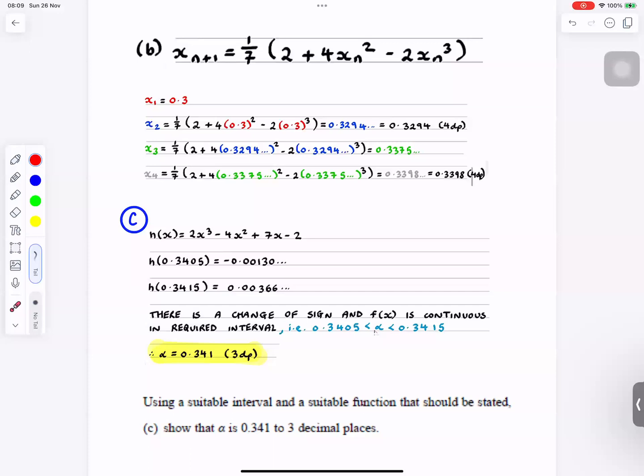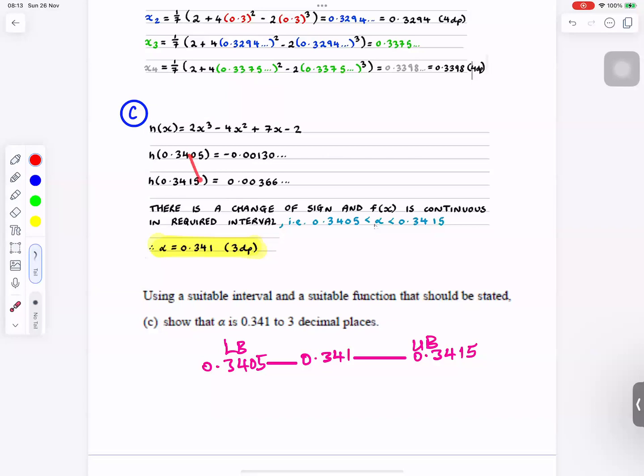For part C, it wants to show that alpha is 0.341 to 3 decimal places. So we can substitute, h of x is equal to that expression. So if we put h of 0.3405, we get minus 0.00130. We put h of 0.3415, we get that. So it changes sign from negative to positive. So we would say there's a change of sign, and f of x is continuous. Change of sign and then continuous is required. So between 0.3405 and 0.3415, alpha is 0.341.